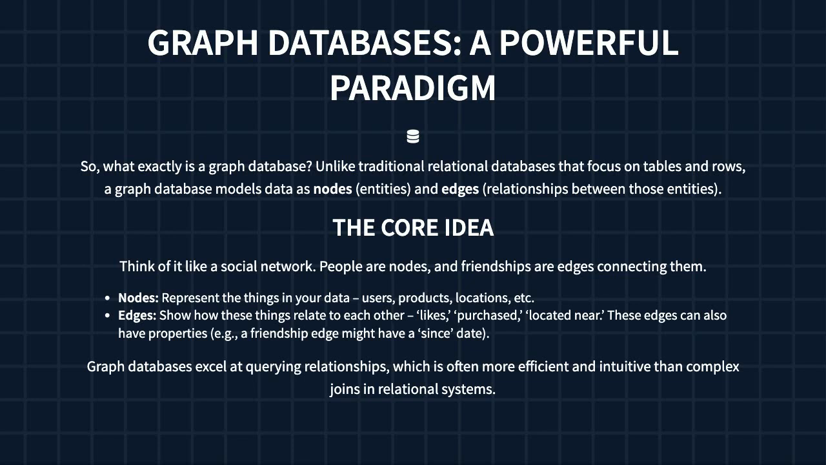those entities are connected. Think about a social network. People are nodes, and their friendships are the edges linking them together. Graph databases shine when you need to understand these complex connections quickly. They are often much faster than trying to piece things together with lots of joins in a relational database.